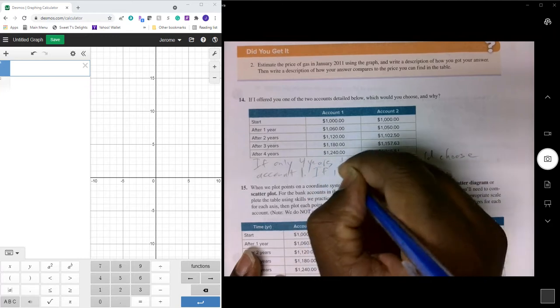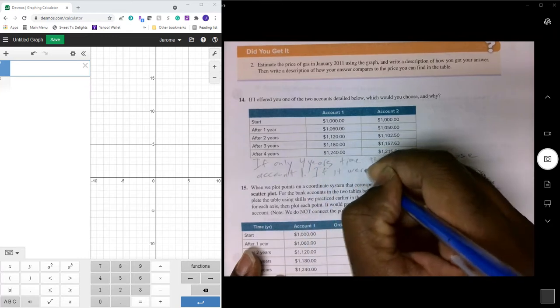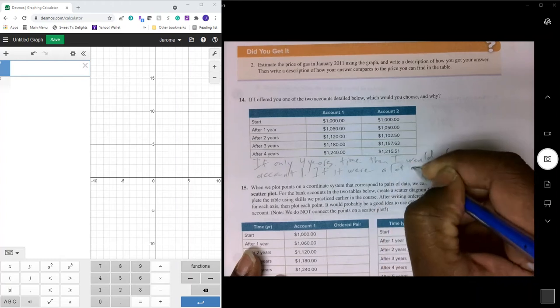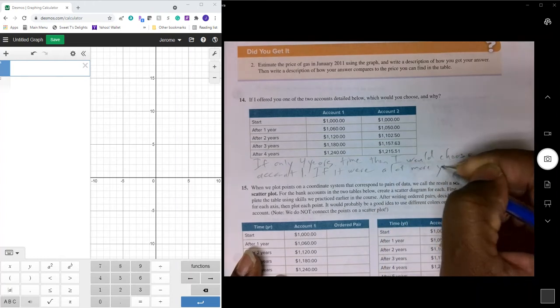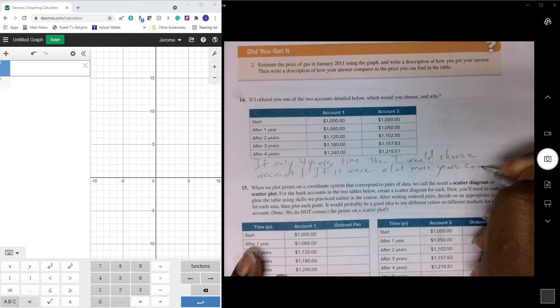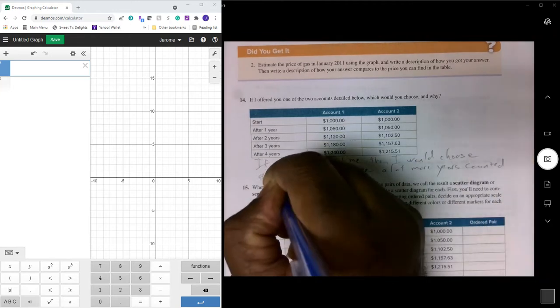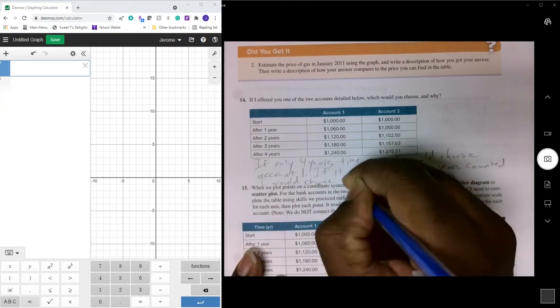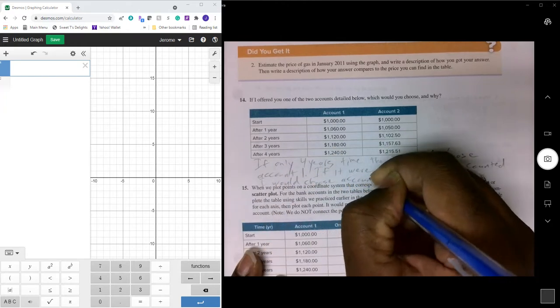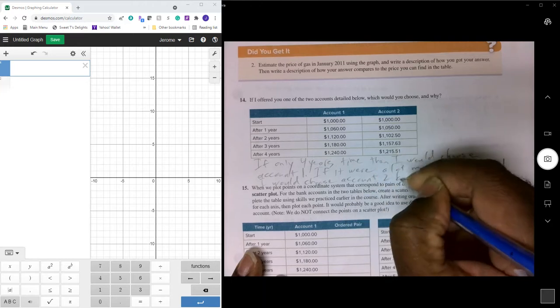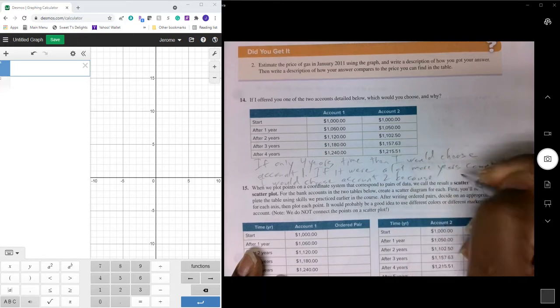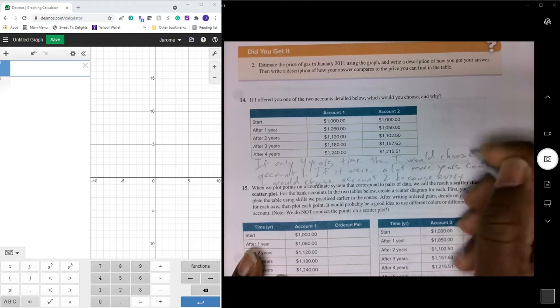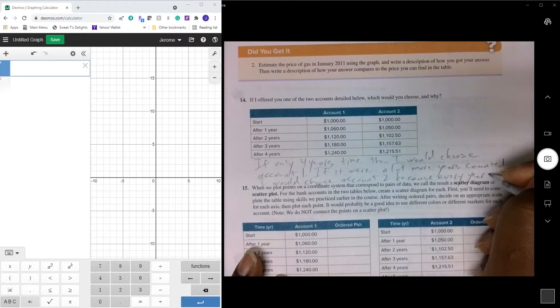If it were a lot more years counted, I would choose account two because every year interest increases.